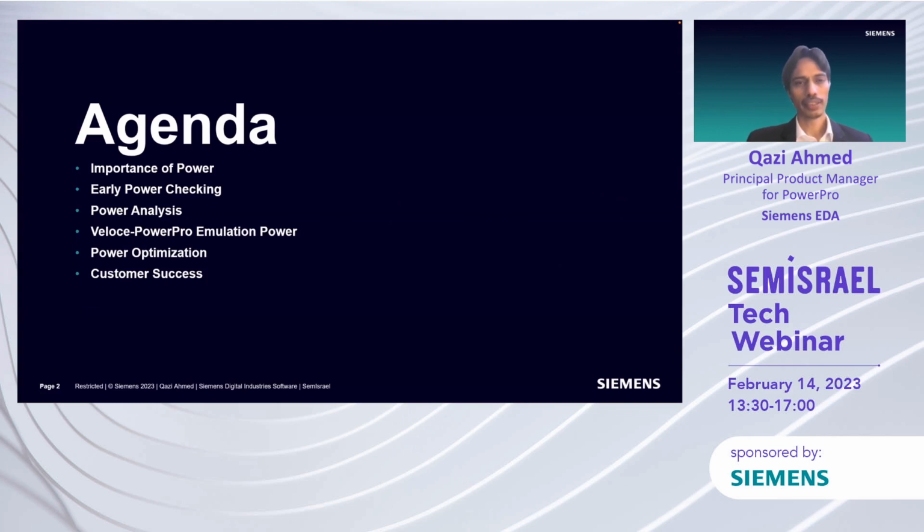In today's session, I'll briefly cover some aspects of power, of why it's important today. I'll be covering the early power checking inside PowerPro that lets users do power audit and power lint. We'll also cover power analysis and then power analysis done through emulation. I will also cover RTL power optimization on how to reduce power and achieve energy efficient low power designs, followed by a few examples of how customers have succeeded with PowerPro.